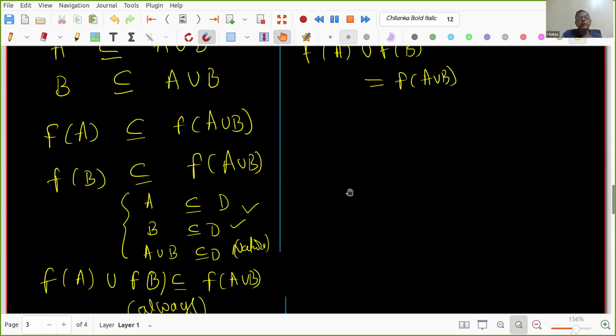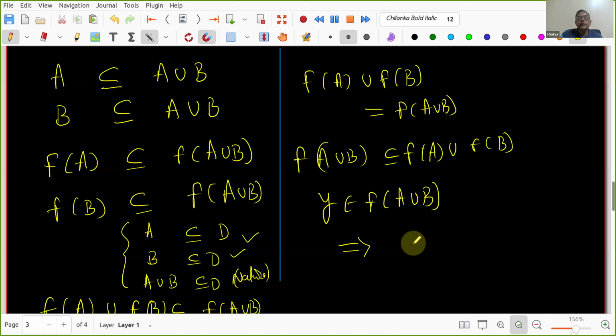Consider an element from f of A union B. Wonderful. I continue because it is going nicely. Yeah, I take y belonging to f of A union B. Implies, what do we need to do next? Okay, till now you've done wonderfully. So I'll go to the next person. Kajal, can you say something?